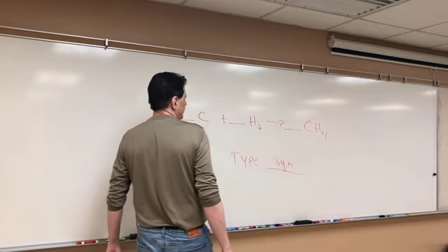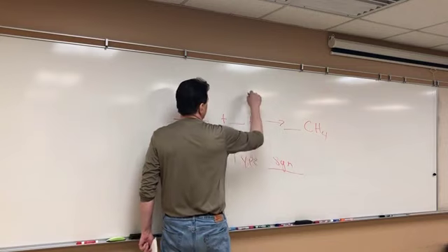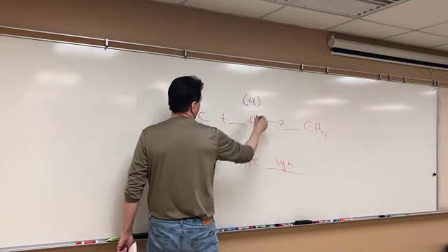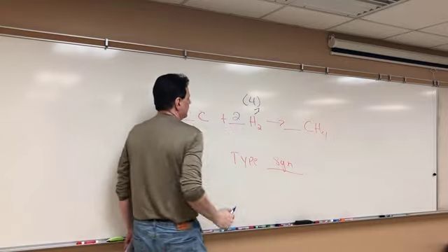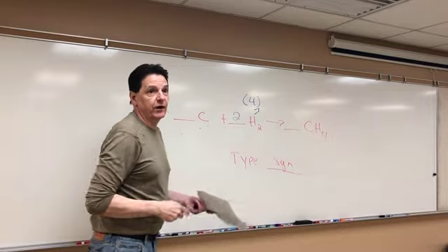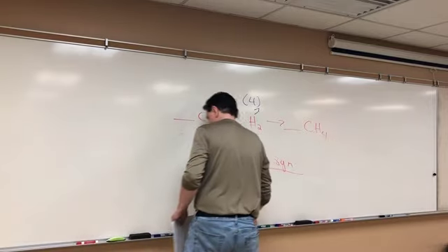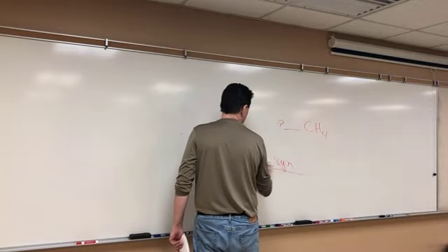Next, balancing it out. Let's see here. I'm going to start here because I've got multiples. I've got a 4 here and a 2 here, but I need to hit 4. 4 is my mark. To hit 4, 2 times 2 will give me my 4 mark. 1 and 1, carbon is done. No problems there. That one's balanced. And it's on to the next.